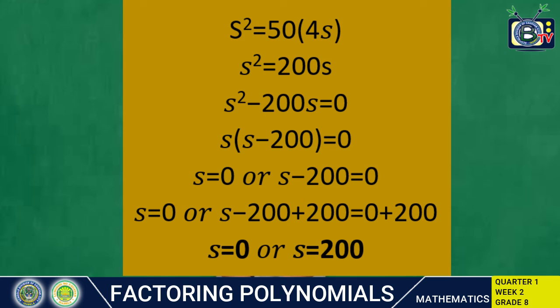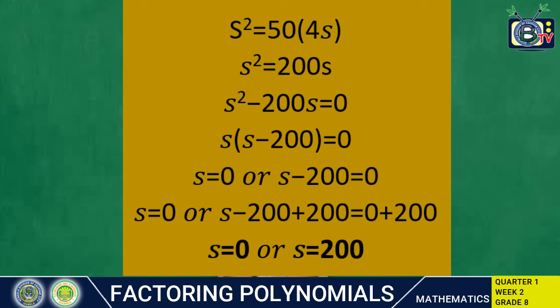Step 3. Simplify the expression and solve for the unknown. S squared is equal to 50 multiplied to 4S. This is the equation obtained in step 2. Next, S squared is equal to 200S when simplified. And S squared minus 200S is equal to 0 by placing all polynomials on one side of the equation and set to 0. S multiplied to quantity S minus 200 is equal to 0 by factoring the polynomials.